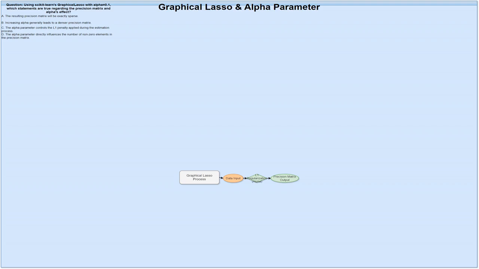We are investigating the GraphicalLasso algorithm and its parameter alpha. The GraphicalLasso estimates a precision matrix, the inverse of the covariance matrix, which represents conditional dependencies between variables. Alpha is a regularization parameter that helps control the sparsity of that resulting precision matrix.